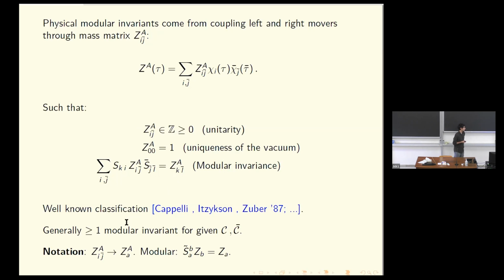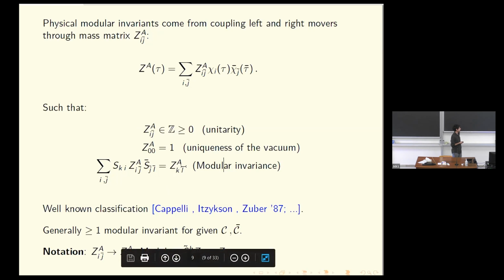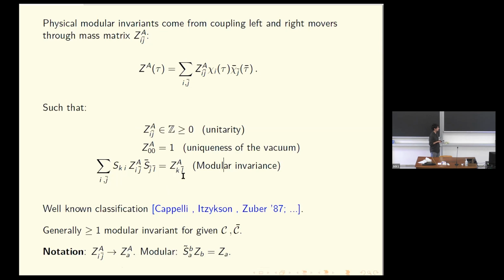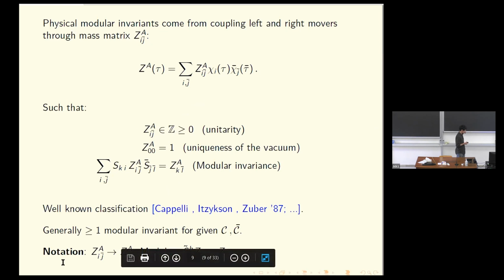And this has a well-known classification, for example, in the work of Andrea, who is not here. The punchline of this is that for a given set of CFT characters, so if you fix the chiral algebra, you have in general more than one way to make modular invariance.